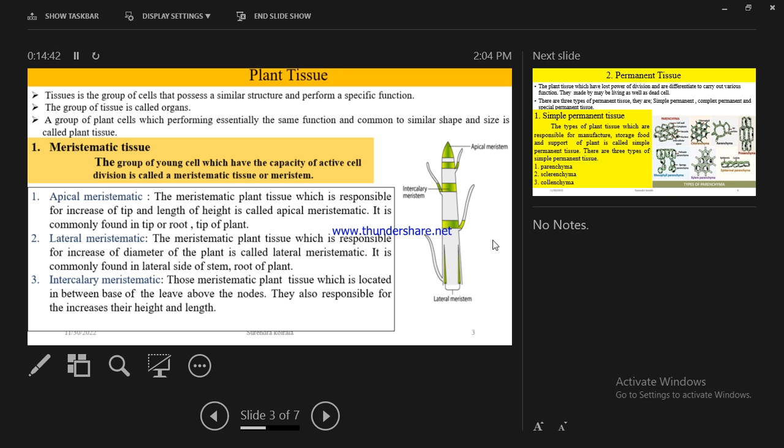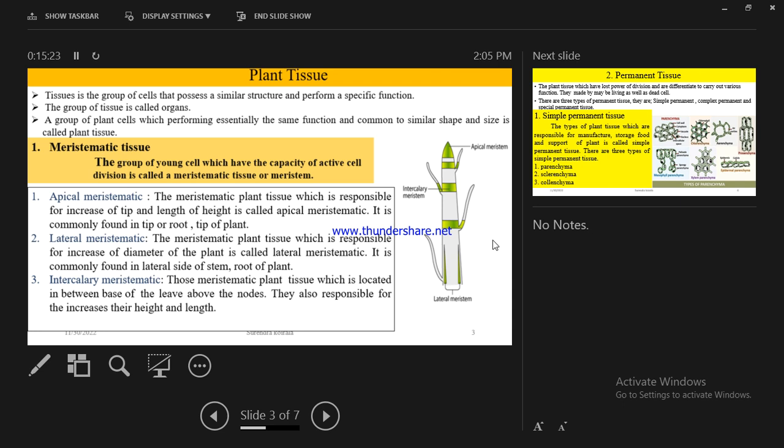They are called plant tissues. And plant tissues are divided into two types: meristematic plant tissues and permanent plant tissues. First, meristematic plant tissues are the type of plant tissues present in the tip of the plants, the sides of the plants, the stems and the roots of the plant. They are generally responsible for the increase of their height, diameter, and length.